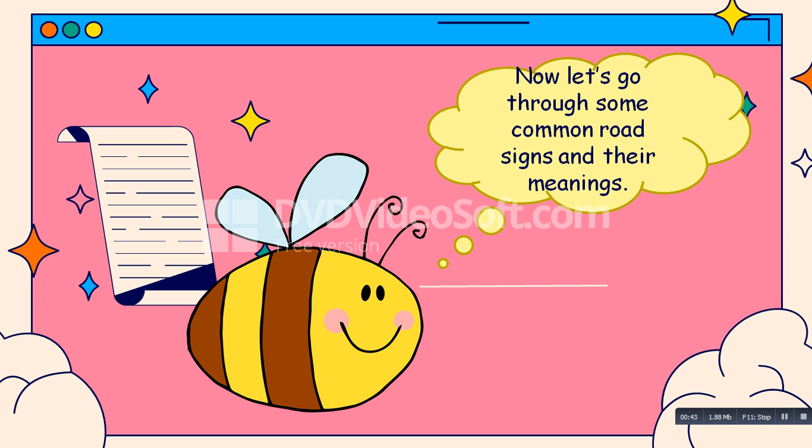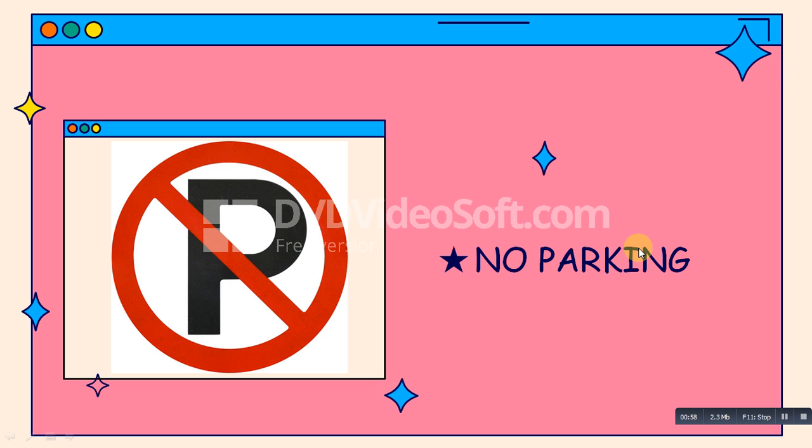Now it's time for you all to go through some common road signs and their meanings. So I have a collection of pictures with me. Let's quickly go through all those road signs and see what they are. Alright, the first picture, you get a circle and the circle is already crossed and you get a P letter here. What does this mean? This says no parking. This is a very common road sign. It's no parking.